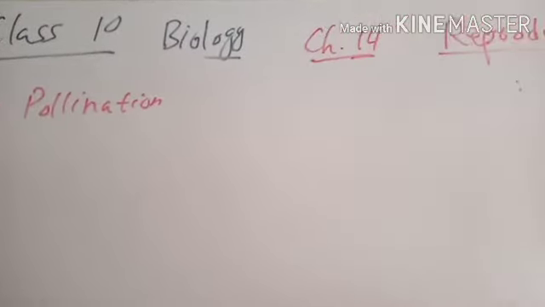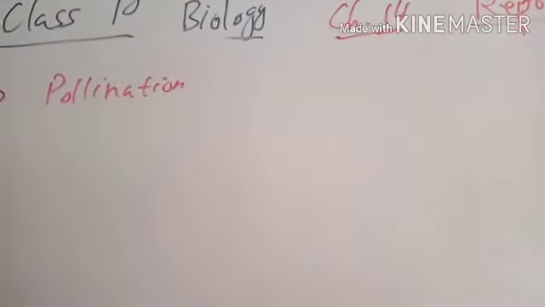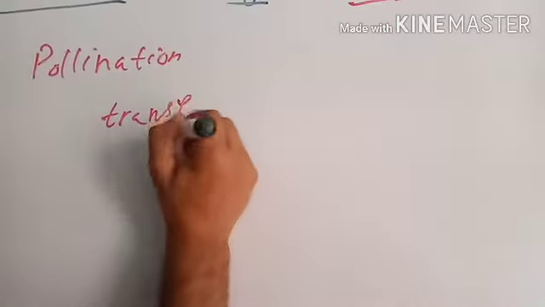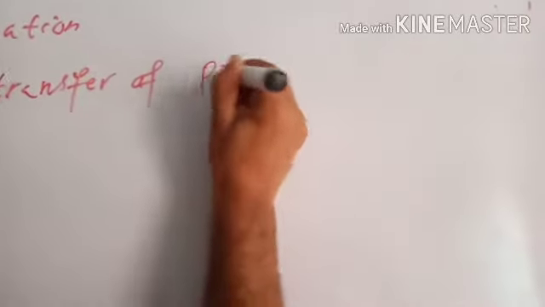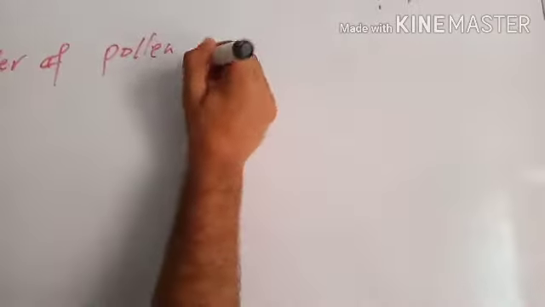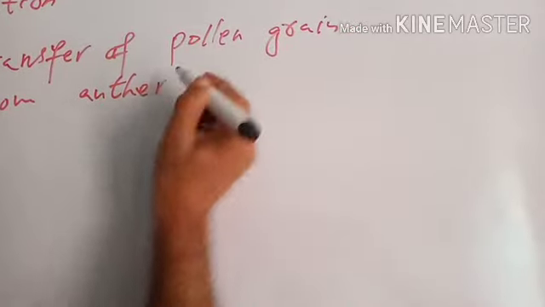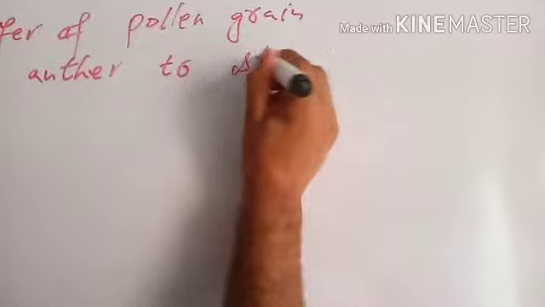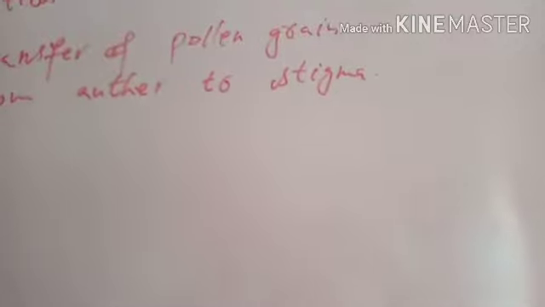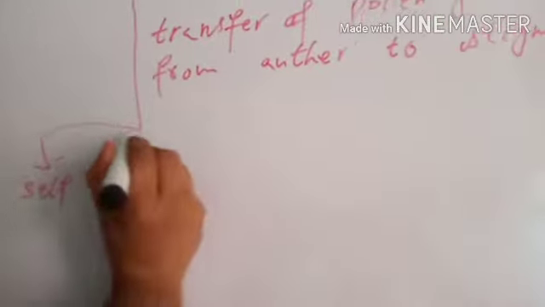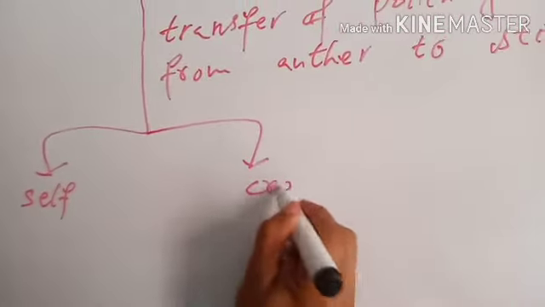Our next topic is pollination. Pollination means transfer of pollen grains from anther of stamen to the stigma of carpel. There are two types of pollination: self-pollination and cross-pollination.